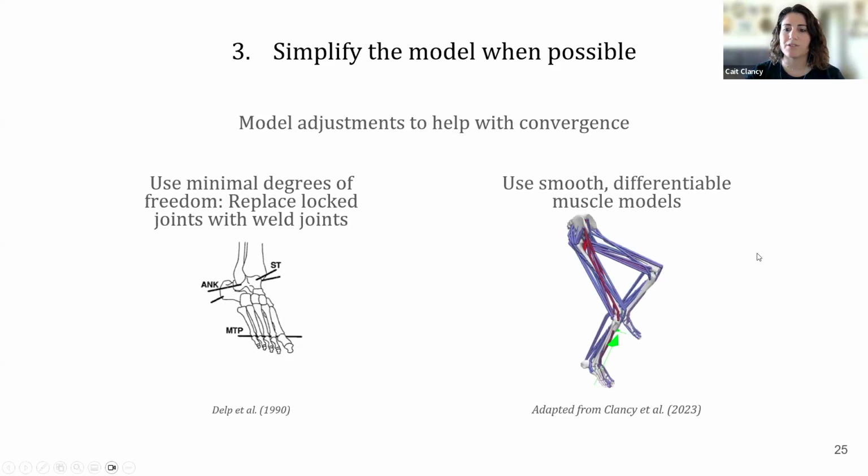Also, we use smooth and differentiable muscle models. For our OpenSim Moco simulations, we use the de Groote Fregly muscles, as these are smooth and differentiable and really help with convergence.